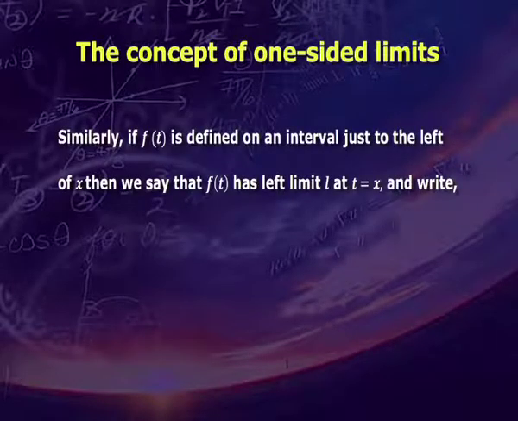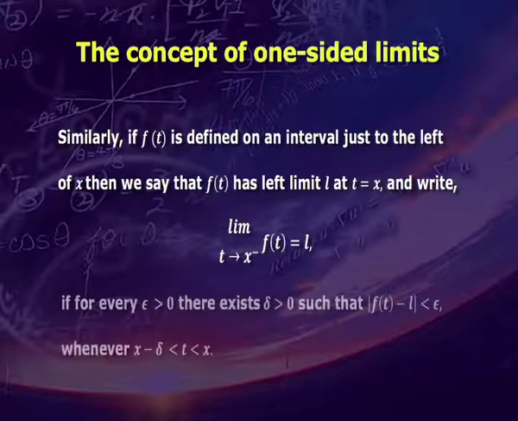Similarly, if f(t) is defined on an interval just to the left of x, then we say that f(t) has left limit L at t equal to x, and write the left limit of f(t) as t goes to x- equal to L, if for every epsilon greater than 0 there exists delta greater than 0 such that |f(t) - L| is less than epsilon whenever t is greater than x - delta and less than x.